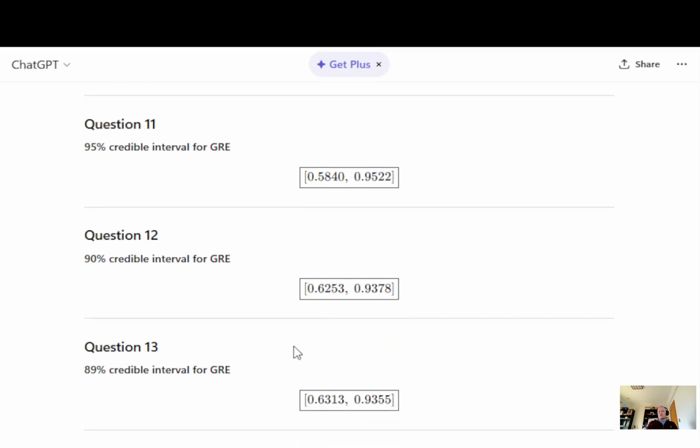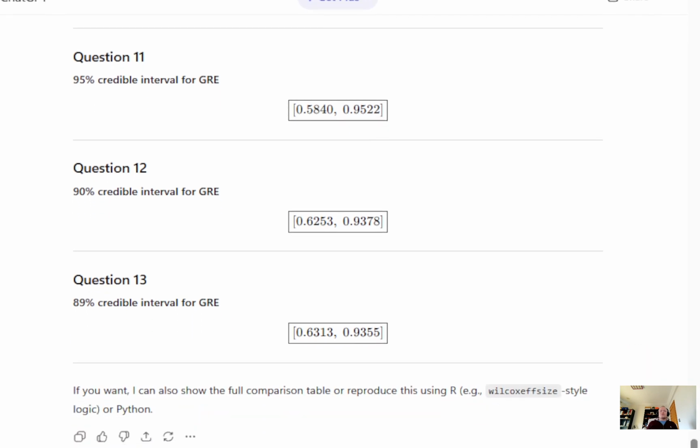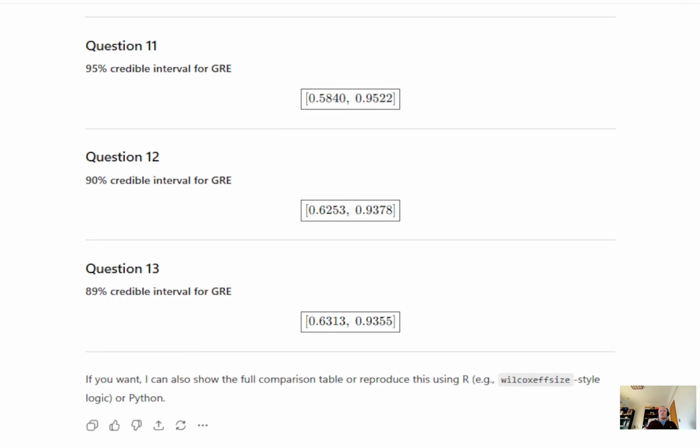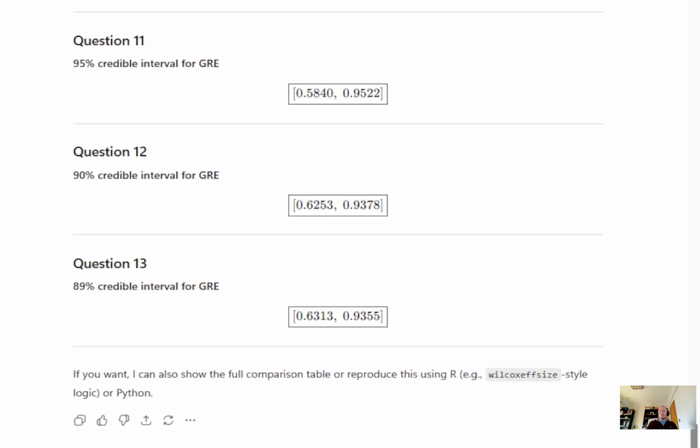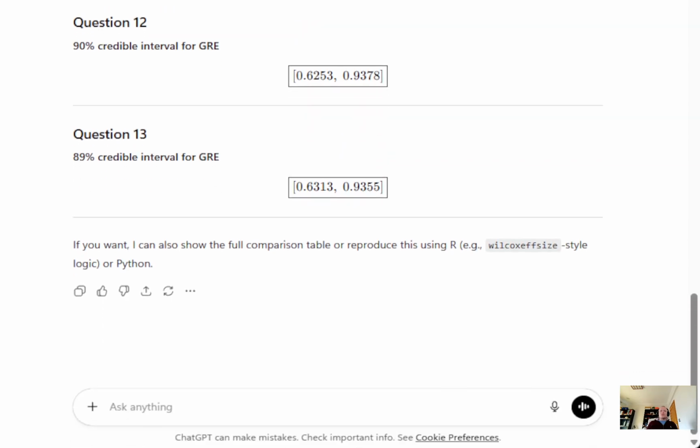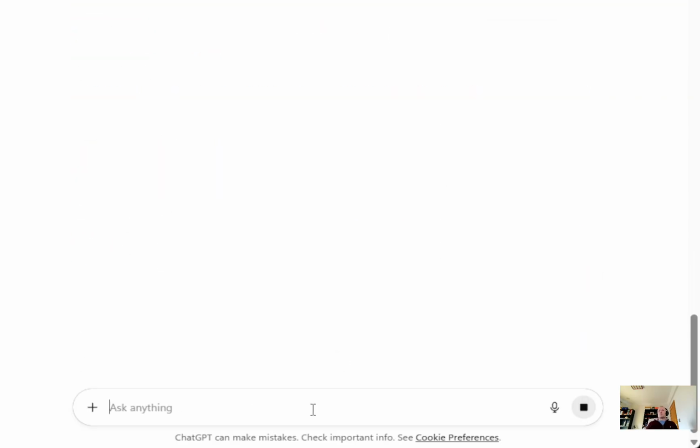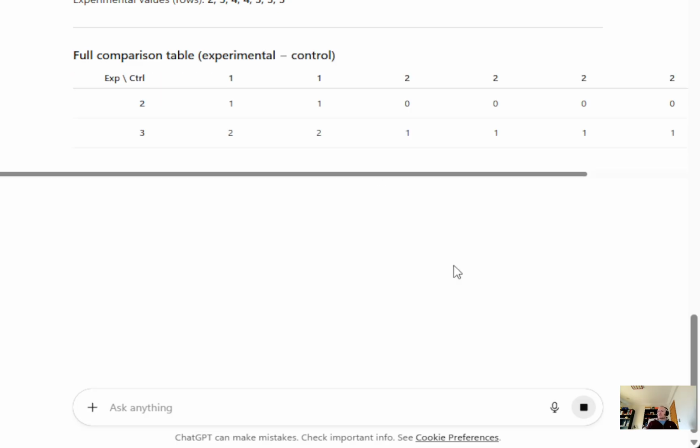So yeah, and then if you see here, if you want, I can also show the full comparison table or reproduce this using R. You cannot see this, let's see if I can, yeah, if I just drag this up a little bit, now you can see it. This is interesting, and I will say yes, the full comparison table. So now it will probably provide me with a matrix. That is exactly what happens.